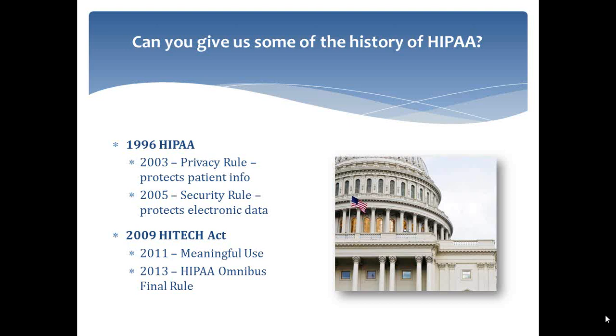But the things that most people are concerned about, where HIPAA has really morphed, are the privacy and security areas. It's a reminder that back in 2003, the privacy rule became effective, and that protected all patient data. And then 2 years later, in April of 2005, the security rule kicked in, and that protected electronic data.